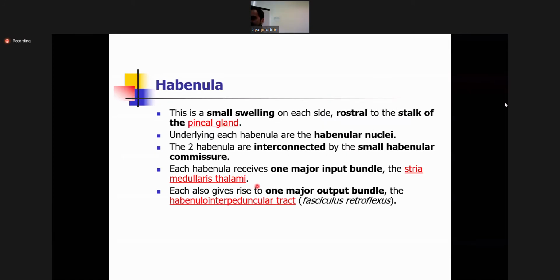The other piece of the epithalamus is the habenula, which is a small swelling on each side of the stalk of the pineal gland. It is made up of habenular nuclei, and there are two, right and left. They are connected by a commissure, which is called the habenular commissure. Each habenular nucleus receives one major input, which is the stria medullaris thalami, coming from the thalamus, and the output from the habenular nucleus goes to the interpeduncular area.